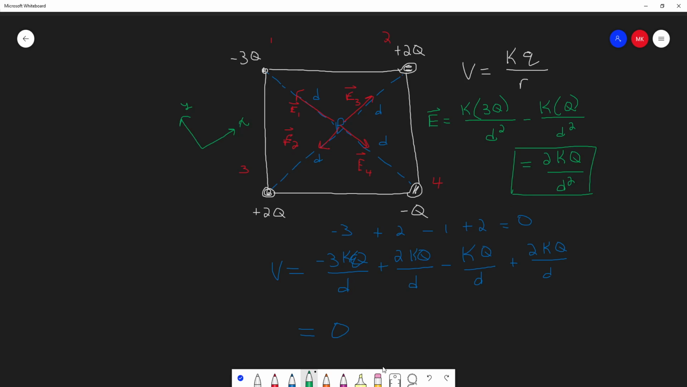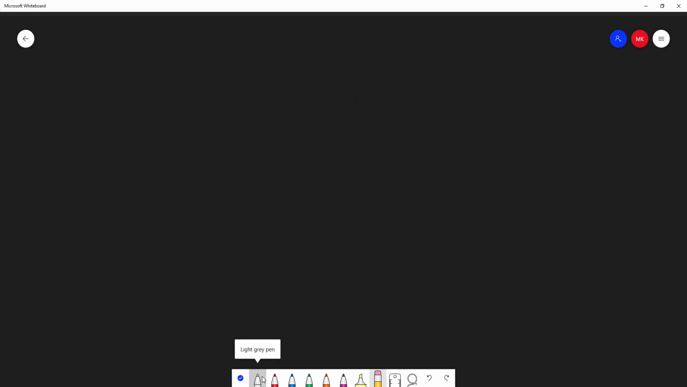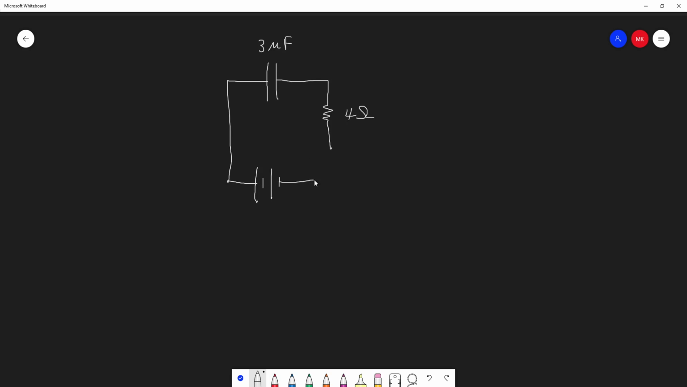All right, moving on to question 4. Let me just clear this quick if it lets me. And it does. All right, awesome. Let me just draw my circuit here. I have a capacitor. My capacitor is at 3 microfarads for its capacitance. I have a 4 ohm resistor. And I have an 18 volt EMF.